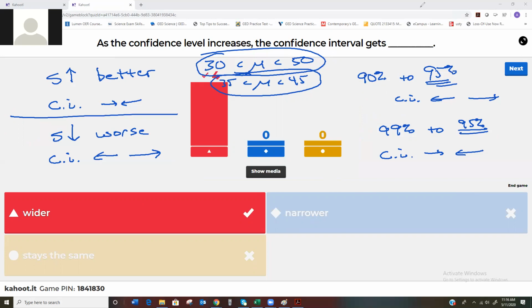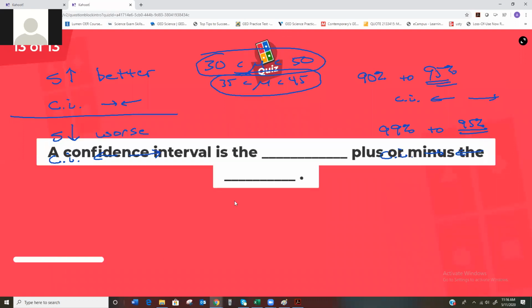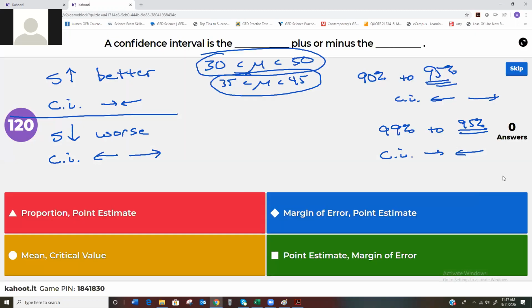All right, is that the last question? I can't tell. I've got so many things going here on the screen. Oh, one more. So a confidence interval is the what plus or minus the what?